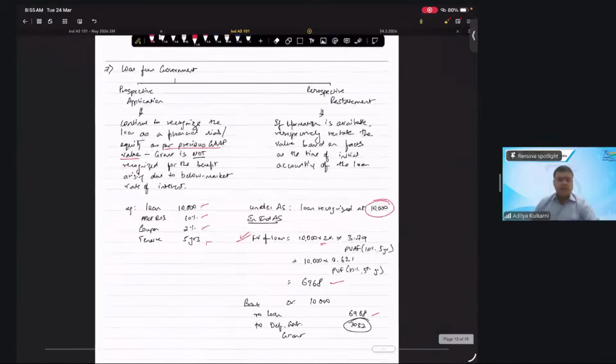Are you able to understand this? Yes, sir. So you can go for the second option as well. But normally, in view of the benefit given by the Ind AS, companies will prefer the prospective application only.